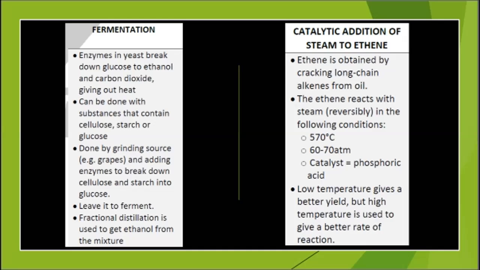Right? The other way is catalytic addition. Catalytic meaning in the presence of a catalyst of steam, the ethene. So ethene is obtained by cracking long chain alkenes from oil, right? The ethene reacts with steam reversibly under high temperature, 570 degrees Celsius, 60 to 70 atmospheres. And the catalyst that is used for this is usually phosphoric acid. Low temperatures would give a better yield of alcohol, but higher temperatures are used because it gives a better reaction rate.